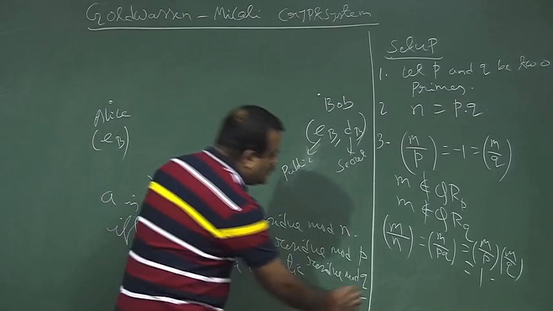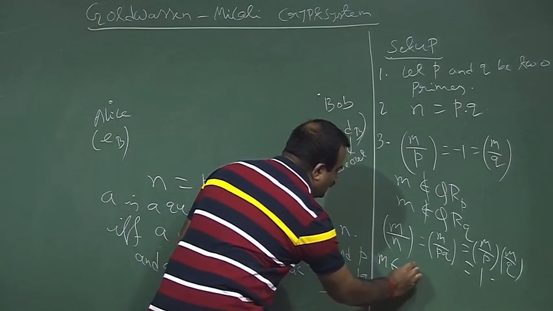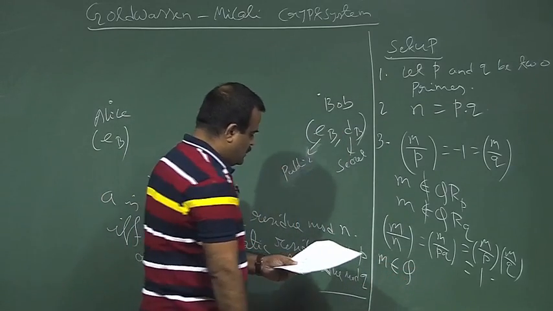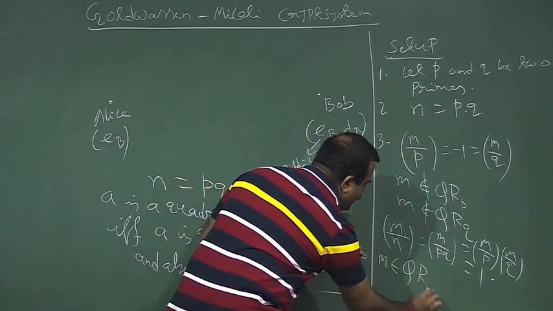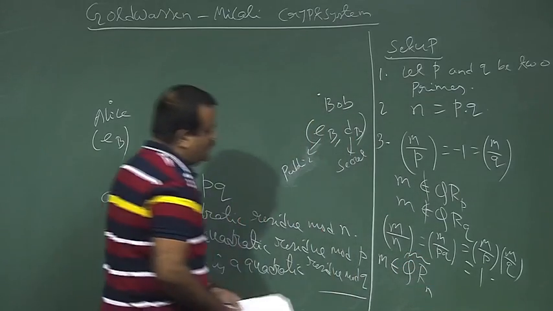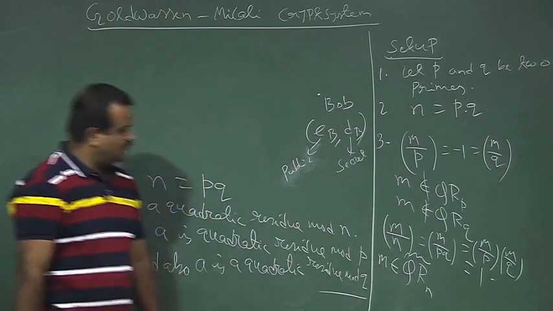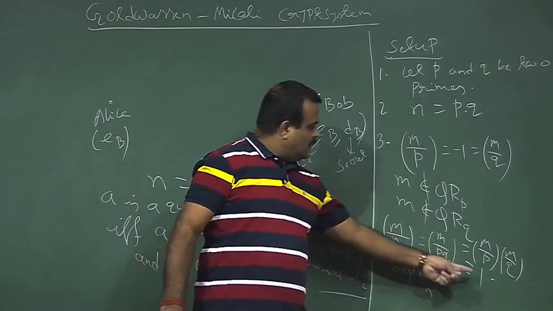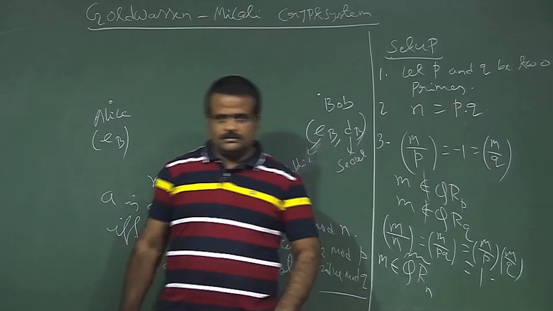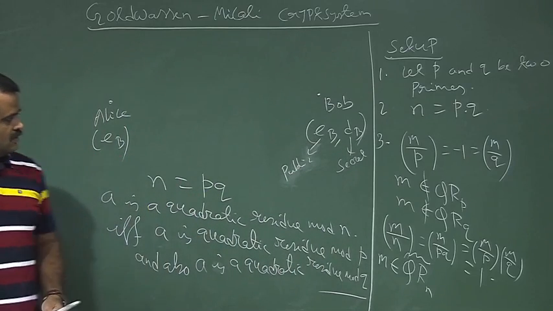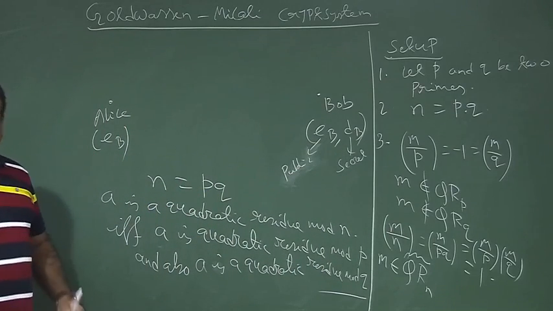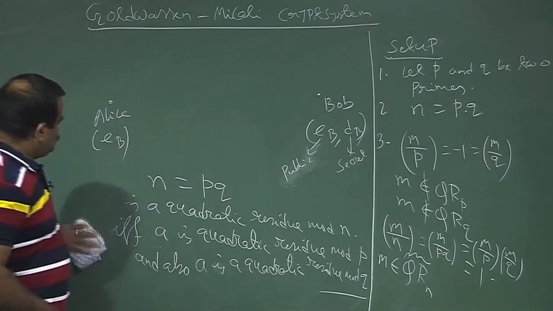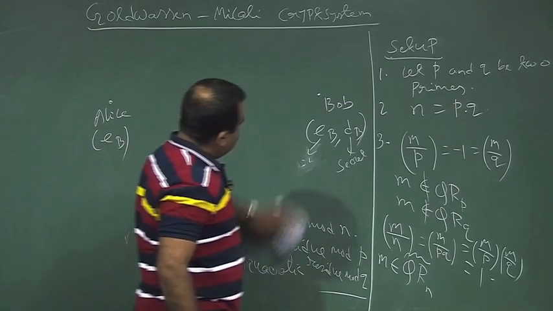So, that is why it is called pseudo quadratic residue. That is why m belongs to QR tilde of n. This is the set we can define as pseudo quadratic residue. It is not a quadratic residue, although the Jacobi symbol is 1. So, this is called pseudo quadratic residue. Okay, so this is the setup phase.